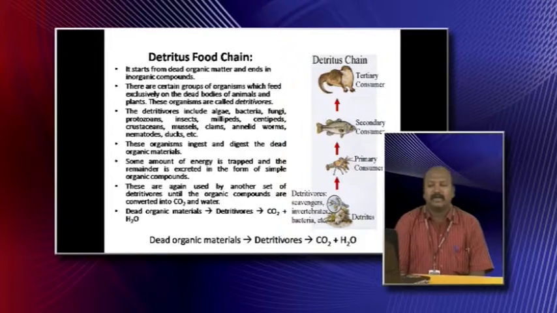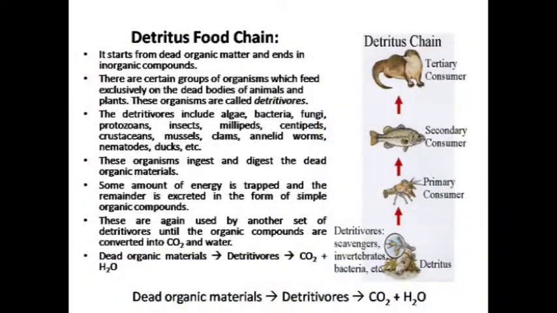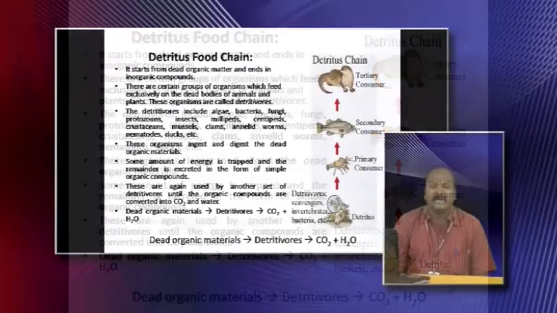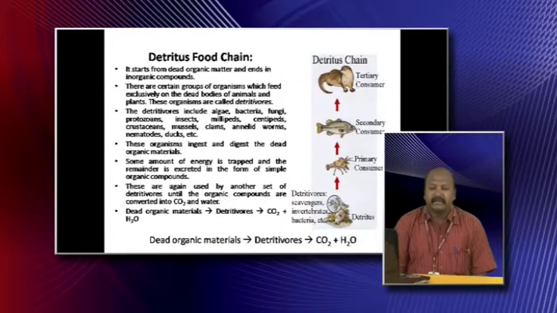And these are again used by another set of animals in the next trophic levels. Finally, these detritivores convert the organic compounds into carbon dioxide and water. So from the dead organic materials, detritivores utilize energy, and the final products are carbon dioxide and water. This equation at the bottom explains the detritus food chain: dead organic materials, detritivores utilize the energy and release carbon dioxide, water and elements.